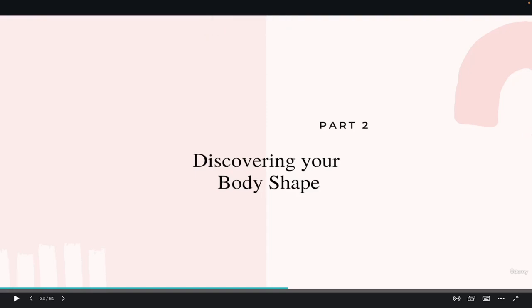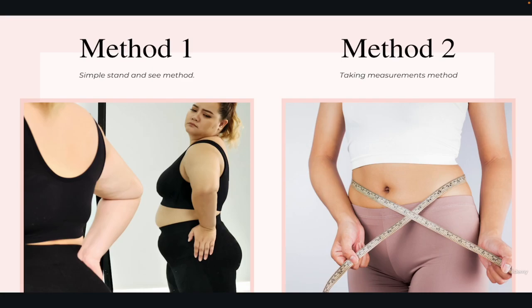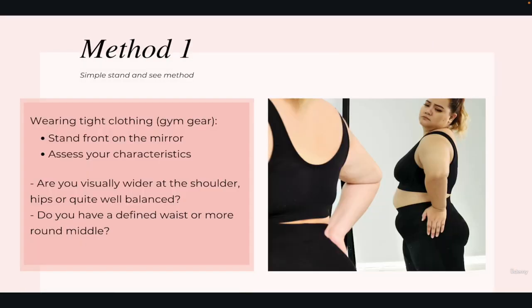As mentioned, there are two ways in which you can clarify which body shape you are. So the first is a stand and see method, which could be obvious enough and show you exactly which shape you are. The second is by taking measurements. So let's start with number one.